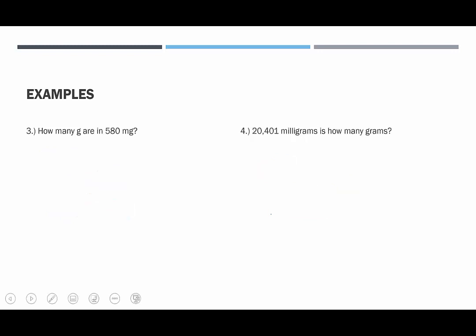For these two examples, pause the video and see how you do. For the first one, how many grams are in 580 milligrams? We would take 580 milligrams and divide it by 1,000 to convert it into grams. That would be moving the decimal point 1, 2, 3 places to the left. We want to add our leading zero. So 580 milligrams is equivalent to 0.58 grams, or 58 hundredths of a gram.